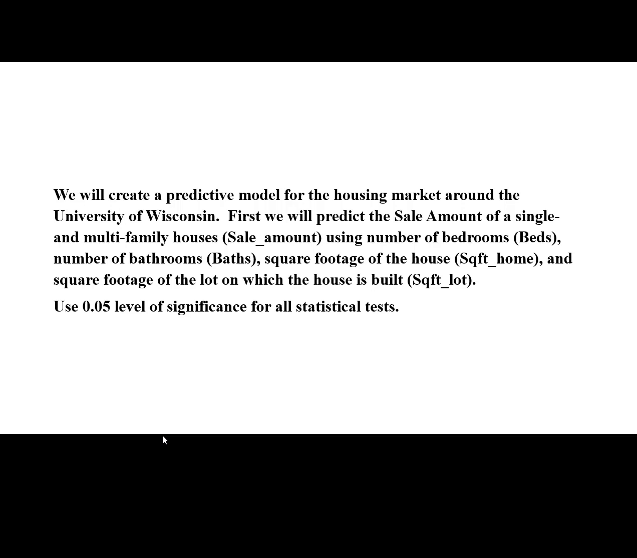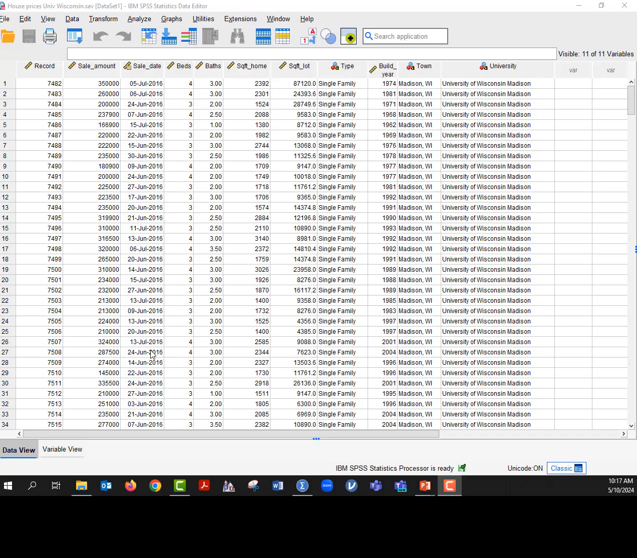That's the variable name, using the number of bedrooms, number of bathrooms, square footage of the house, and square footage of the lot on which the house is built. We're going to use a 0.05 level of significance for all statistical tests. So here is our data set.